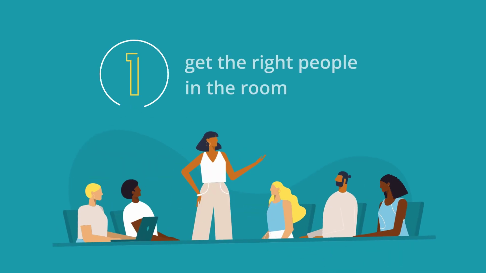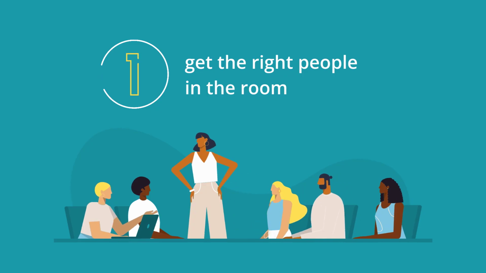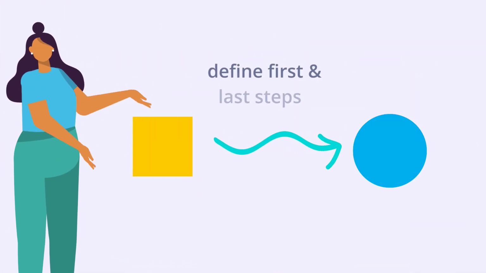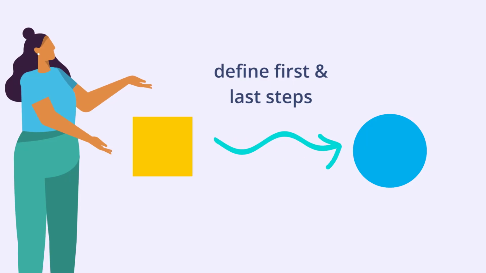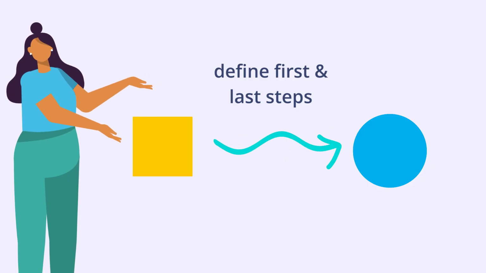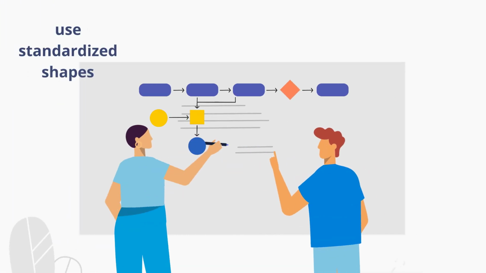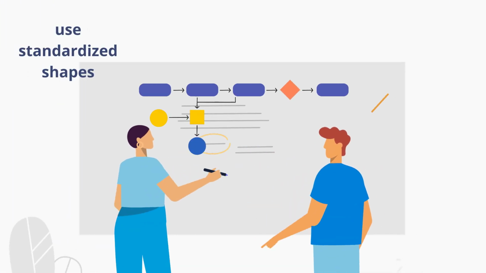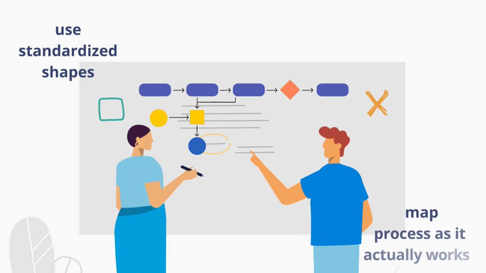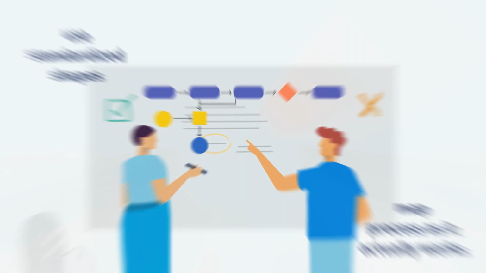Here are some steps to get started with process mapping. First, get the right people in the room, those who know the process best. Start by defining the first and last steps in the process so that everyone has a shared understanding of where the process you're working on begins and ends. Use standardized shapes. Fill in all the steps in the existing process as a group. Start by mapping the process as it actually works, not as it should work.